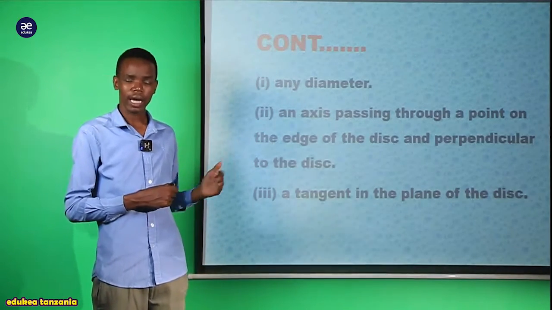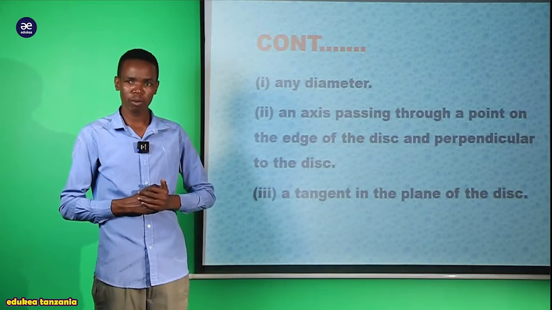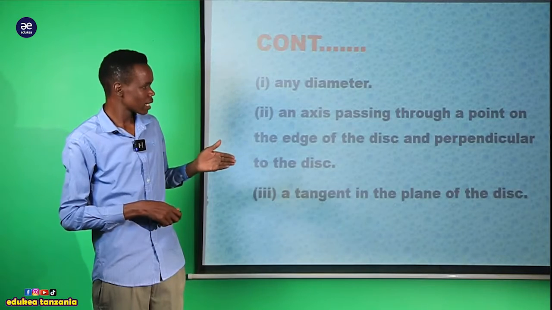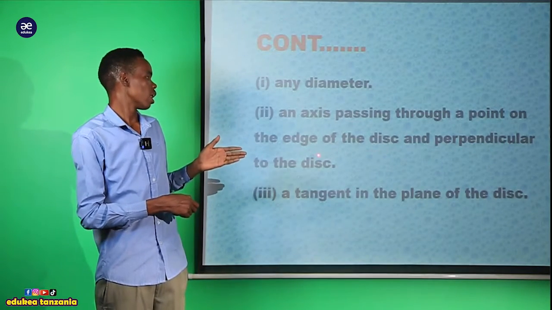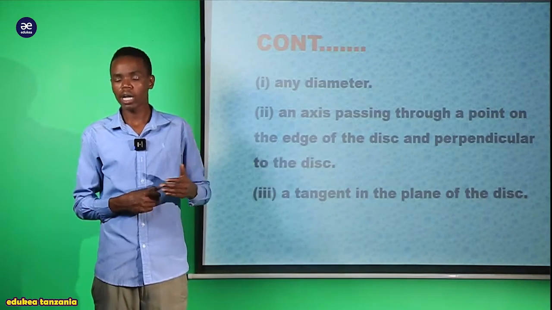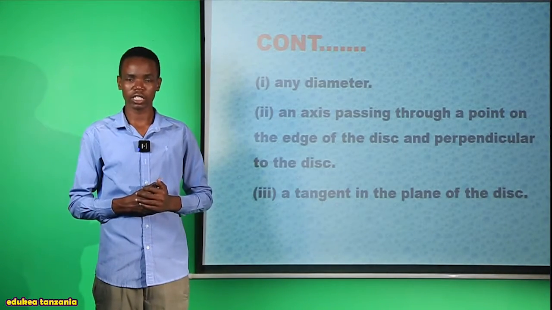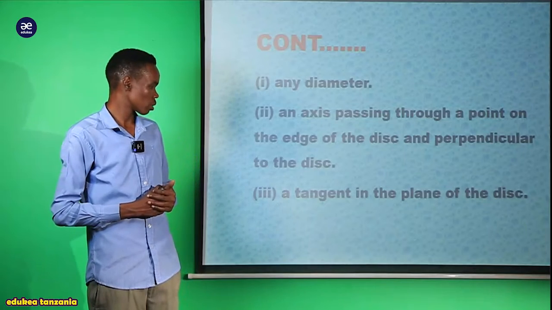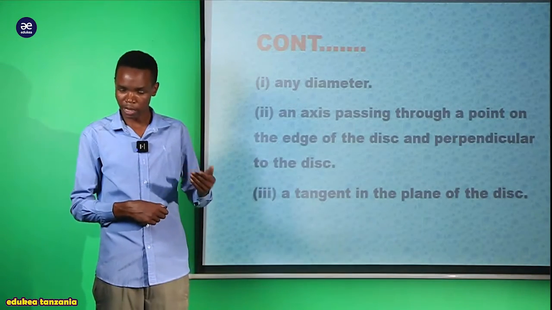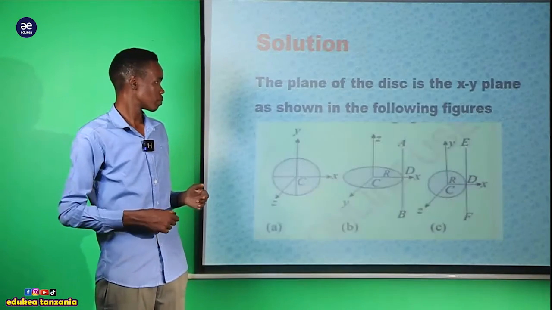So for any diameter, how can we get the moment of inertia of the disk? And also for an axis passing through a point on the edge of the disk and perpendicular to the disk, how can we get the moment of inertia? That is what we are going to try to demonstrate. Also for a tangent in the plane of the disk, how do we get the moment of inertia?